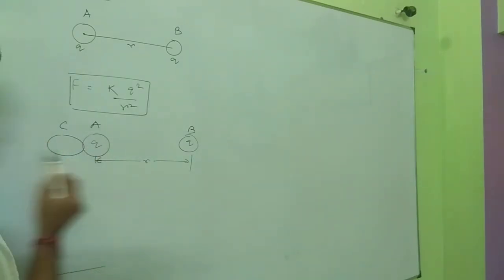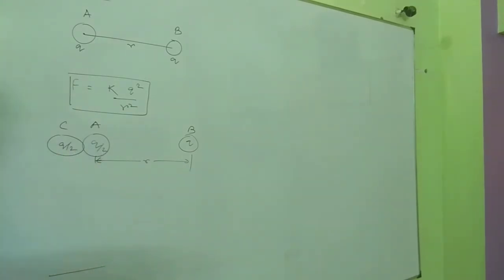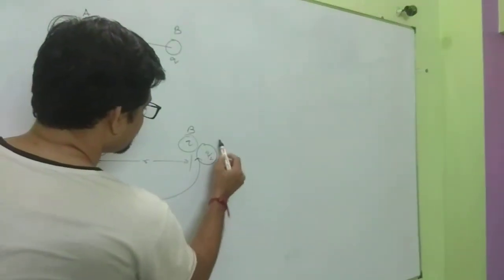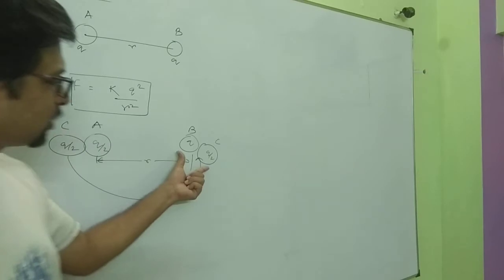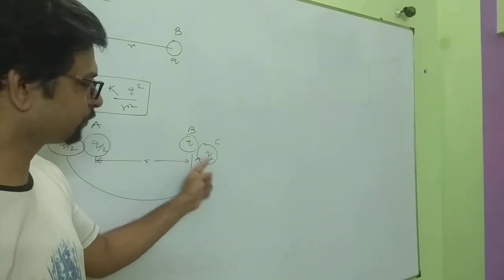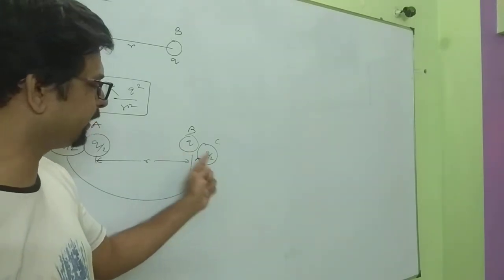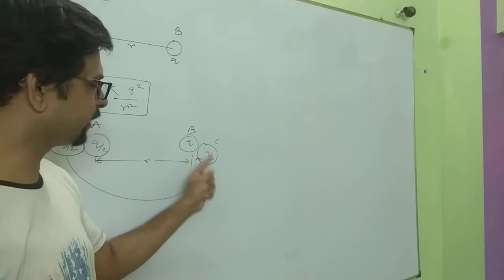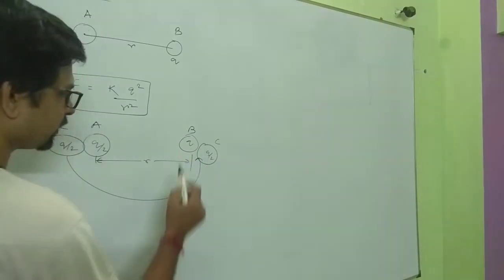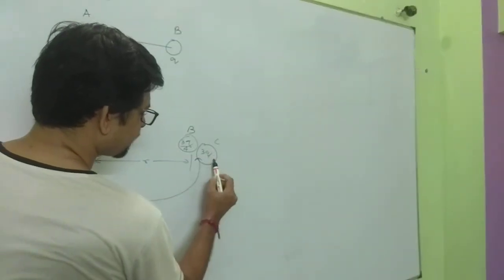So this Q charge will become Q by 2, and this Q by 2 is now touched with B. Now what is the total charge? Q plus Q by 2, that means 3Q by 2. That 3Q by 2 will be equally distributed among B and C, so 3Q by 2 divided by 2 means 3Q by 4. Therefore B will have a charge 3Q by 4, and C will also have a charge 3Q by 4.